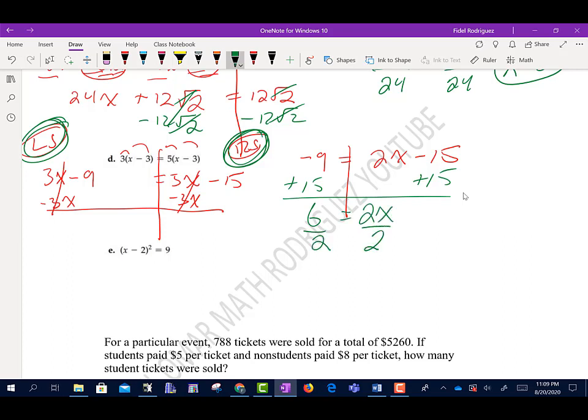So when I divide both sides by 2, I get 3 equals x. Remember we talked about that symmetric property? 3 equals x is really the same thing as x equals 3. Okay.